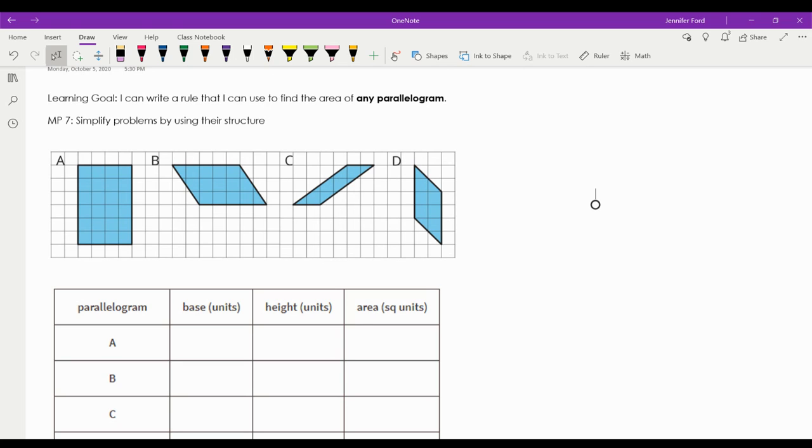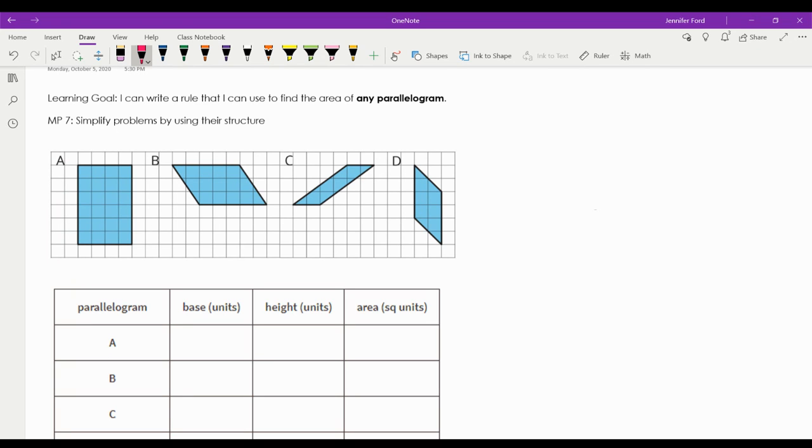Cool. Okay. So parallelogram A, we know it's a parallelogram because we have 2 sets of parallel sides that are the same length, and opposite angles are congruent. So I know that I have a parallelogram here. It also happens to be a rectangle.